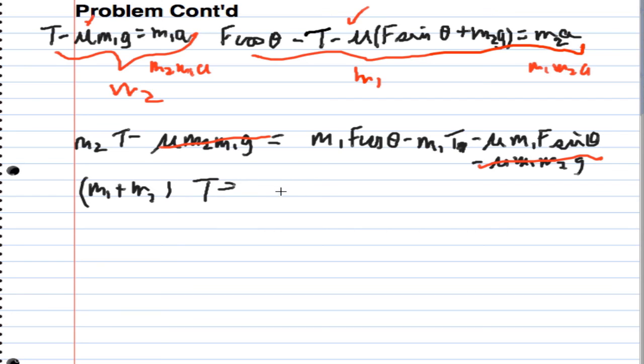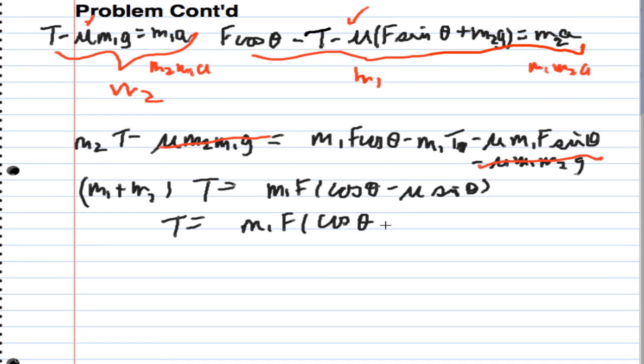equals m1f cos theta minus mu sine theta. And finally, I can simplify my tension to be m1f cosine theta minus mu sine theta divided by m1 plus m2. And I can go ahead and plug in all my numbers.